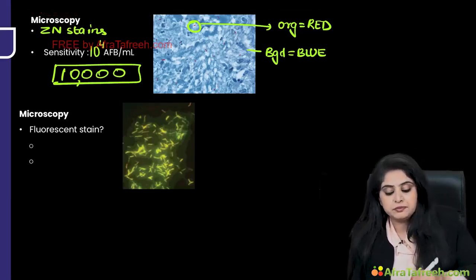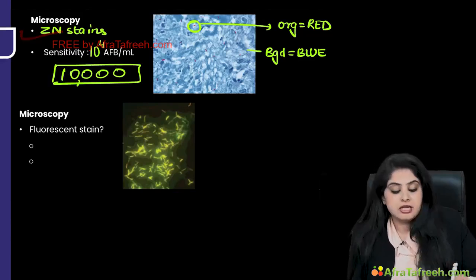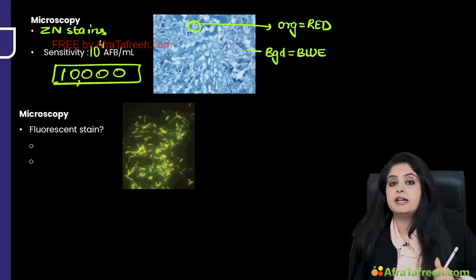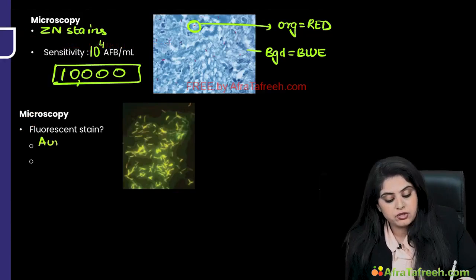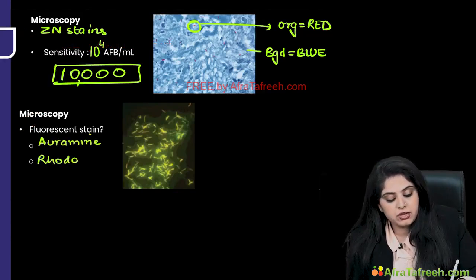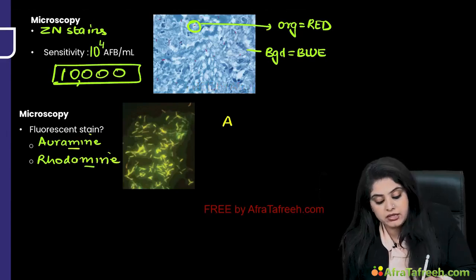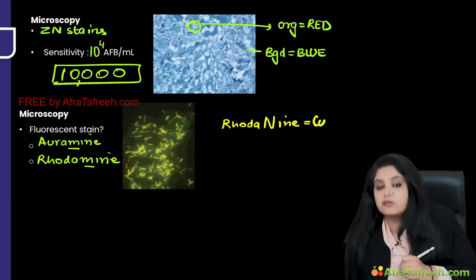Now I want to ask you this, though everyone knows. What is the fluorescent stain that I had taught you? So please remember, in general microbiology we had studied for TB we have auramine and rhodamine, which are the fluorescent stains. Auramine, rhodamine, don't get confused, because if instead of rhodamine I had written rhodanine, life would have changed because that is for copper.